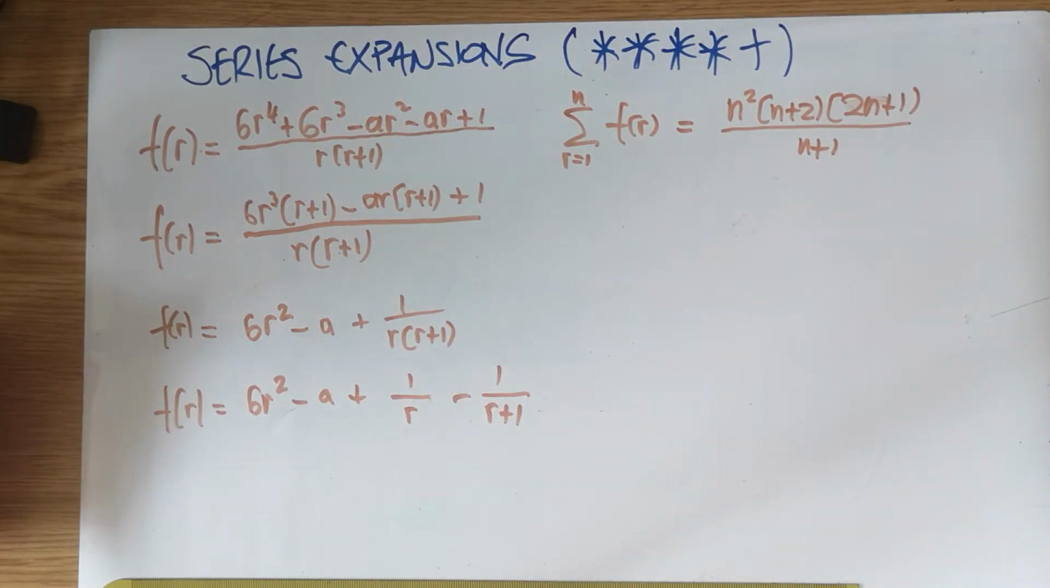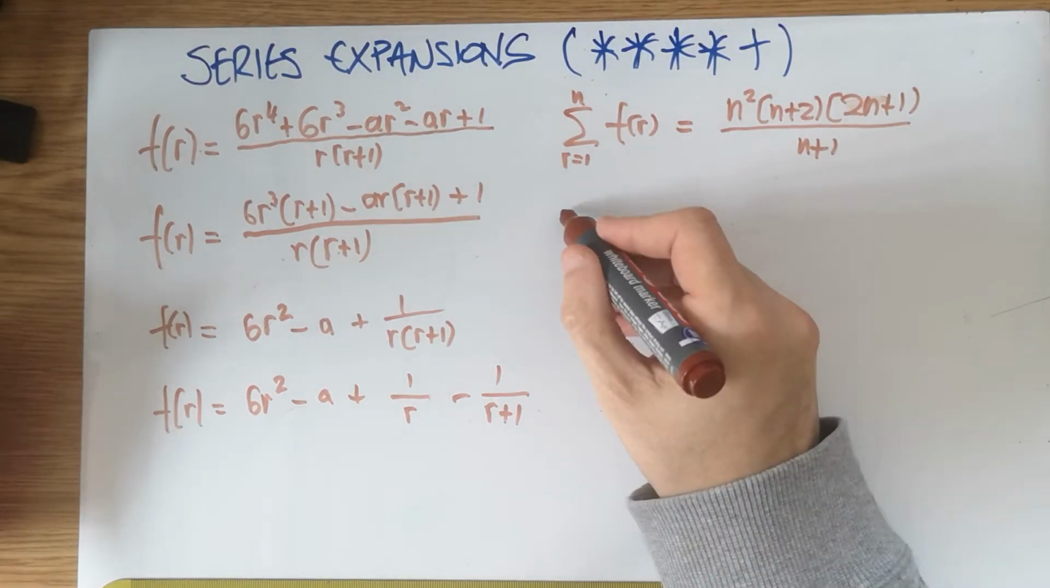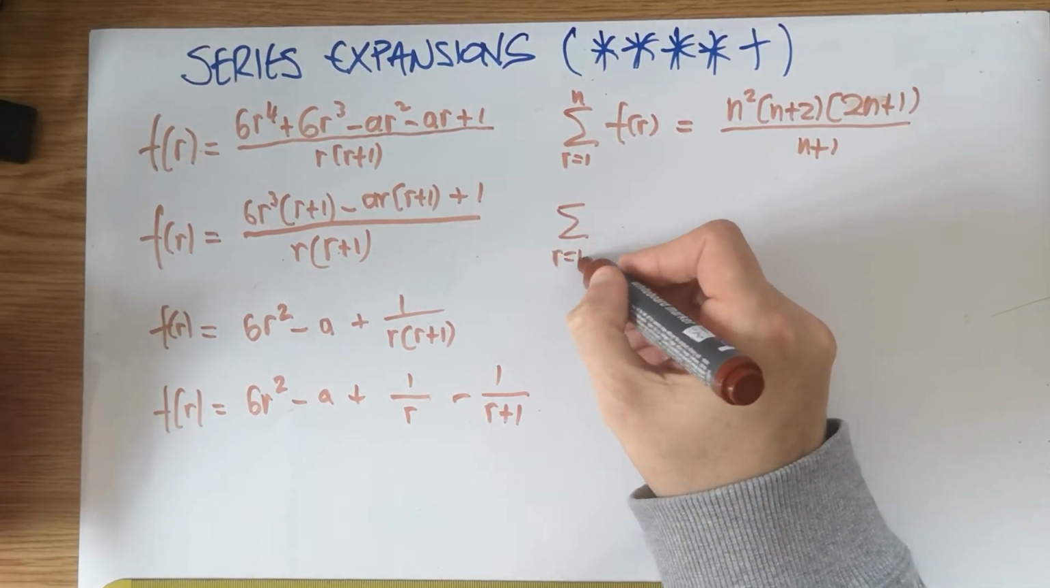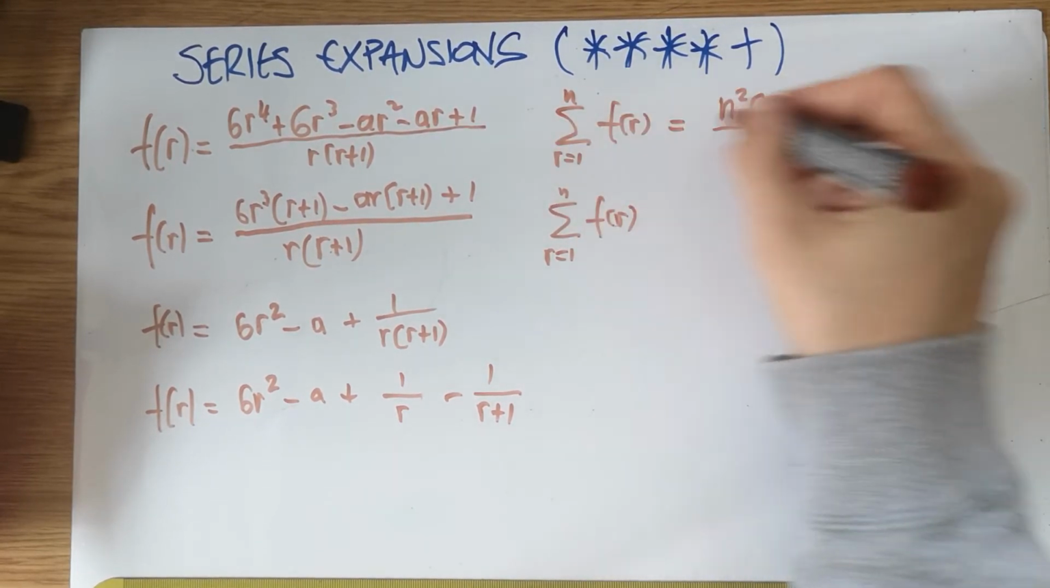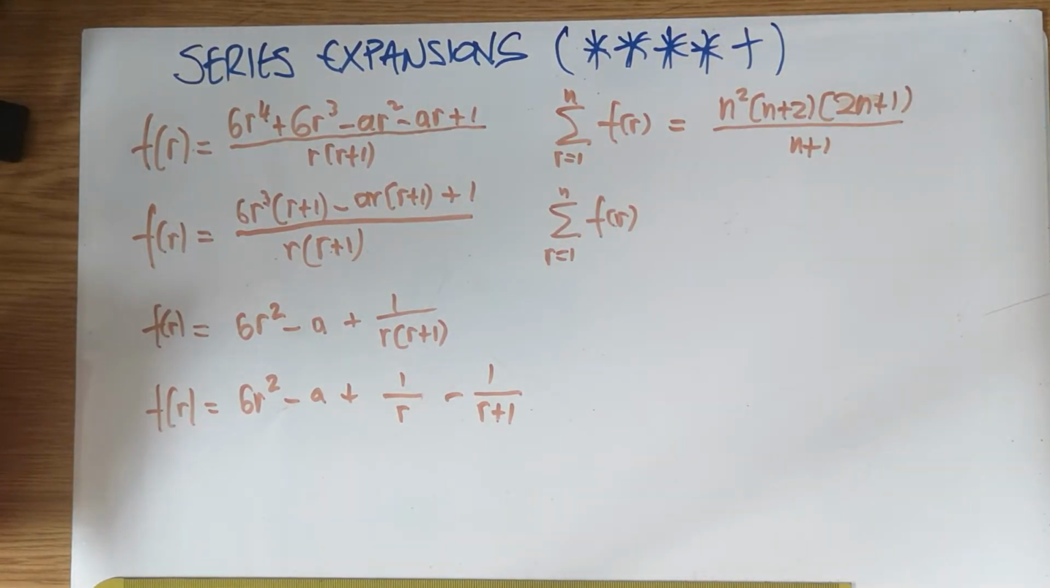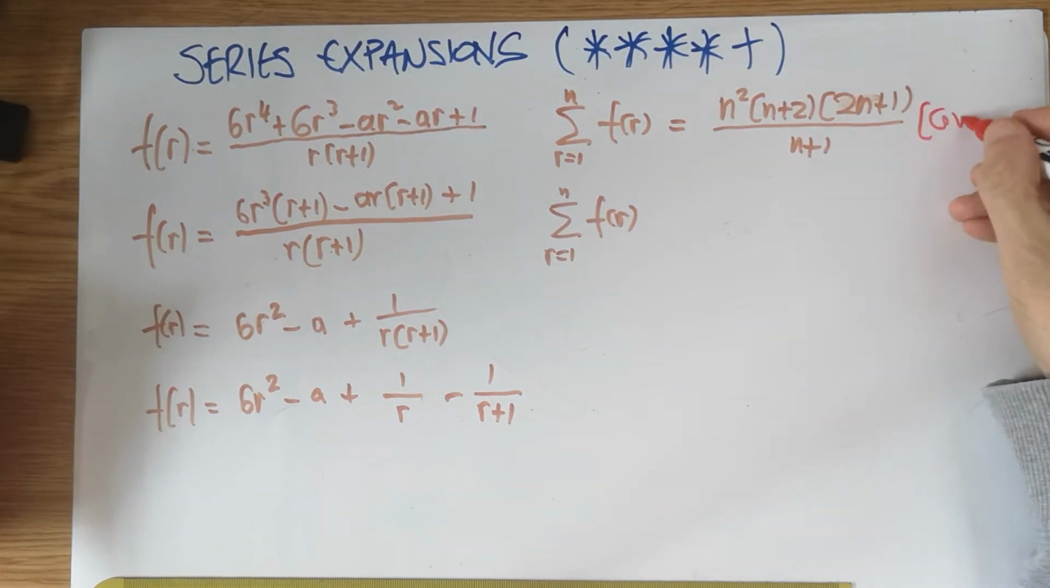And at the same time, now my sum from r equals 1 to n of f of r, of course, is given here. Maybe I should write it. Let me just use a different color pen so we don't mix things. This is a given.